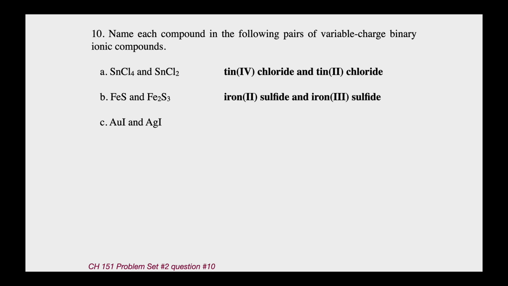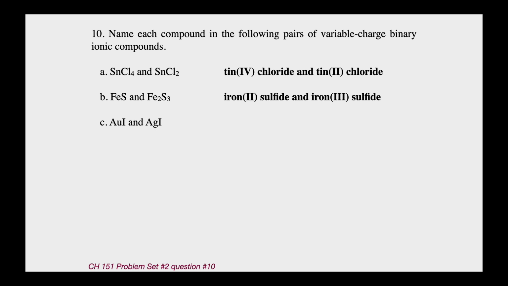So we'd write that out, iron Roman numeral 2 sulfide, or as I'd say, iron 2 sulfide. And the other one would be iron Roman numeral 3 sulfide. Again, where that Roman numeral is the charge on the metal. Now, the last one, we've got a gold and a silver. And I put this in here because gold and silver are really easy to confuse. But the first one is gold. Iodide is -1. So the first one would be gold 1 iodide. The gold is +1 to balance the iodide's -1.